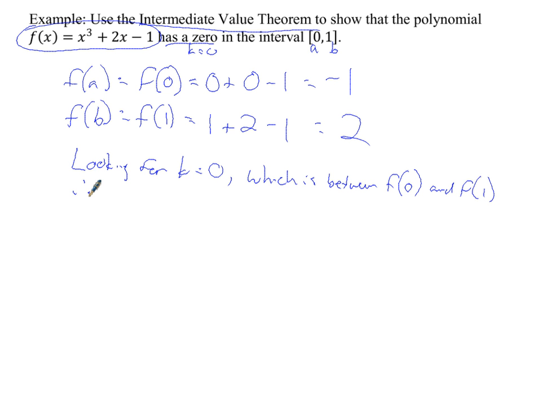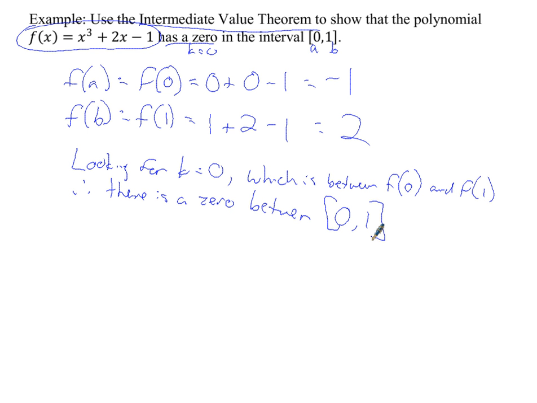Therefore, that's the symbol for therefore. Therefore, I'm not going to go total notation on you and give you a backwards capital E, but I'm not going to do that. Therefore, what? We're looking for k equals 0, which is between the two endpoints. Therefore, there is a 0. You could say there exists a 0 in the interval, which would be a little bit more formal than between.